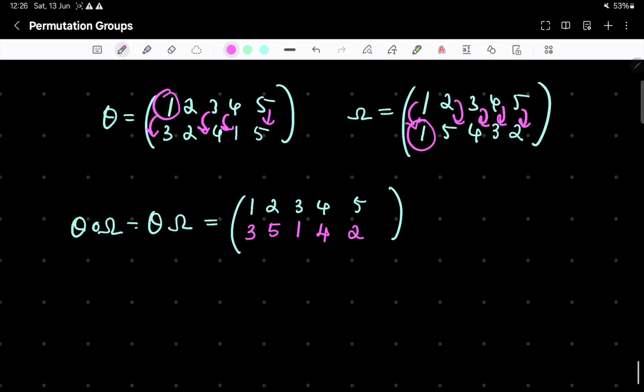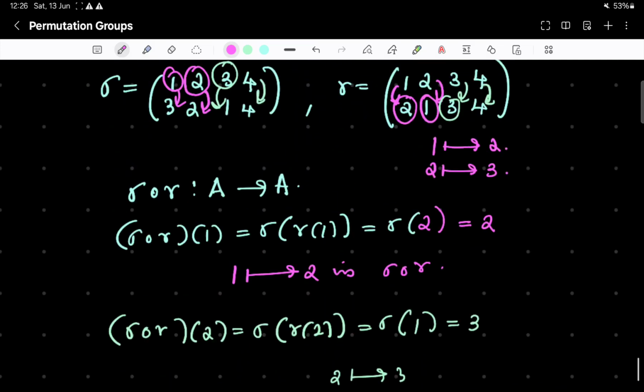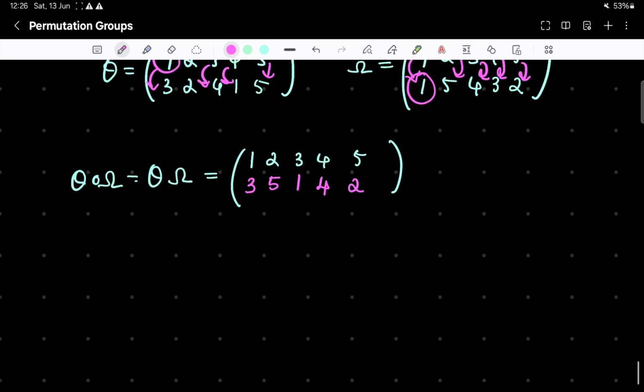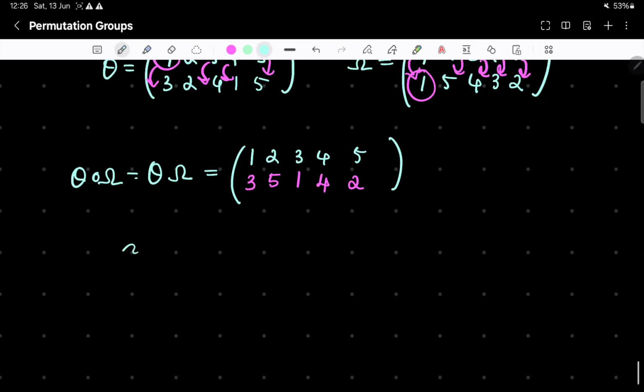So I think you understood how I am calculating these numbers. You don't need to calculate this particular operation again. This simple trick will explain how to do that. So this is basically how you find the products. Now we will introduce another notation, that is what we call the cycle notation.